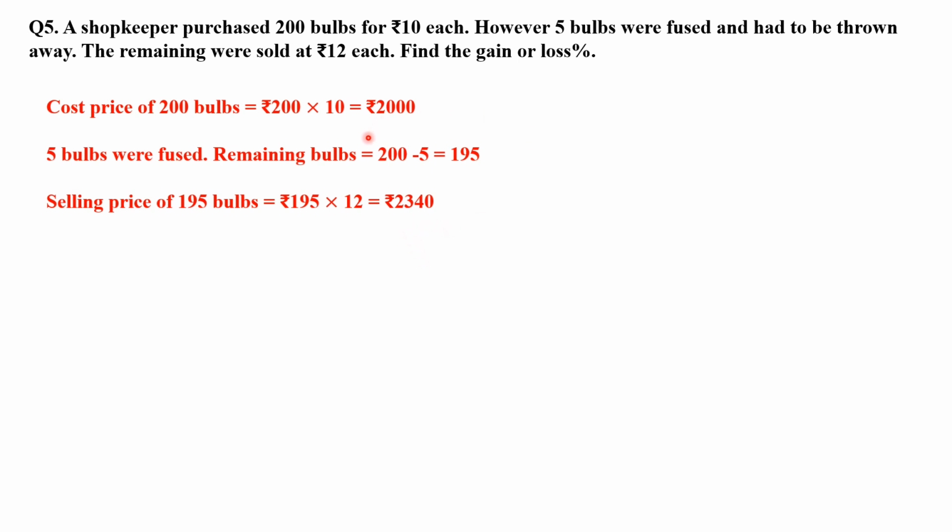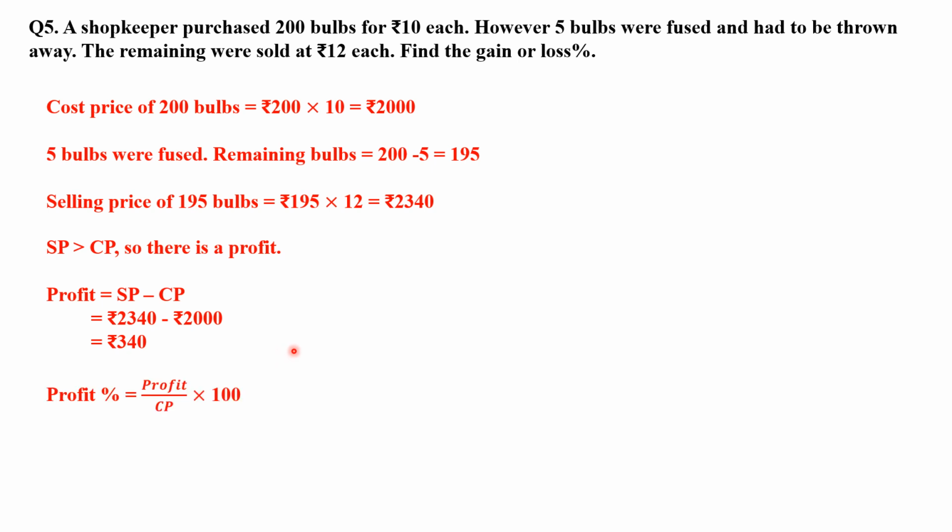The selling price is more than the cost price, so there is a gain, right? There is a profit. And profit is selling price minus cost price. If you subtract it, you will get the profit is 340 rupees.